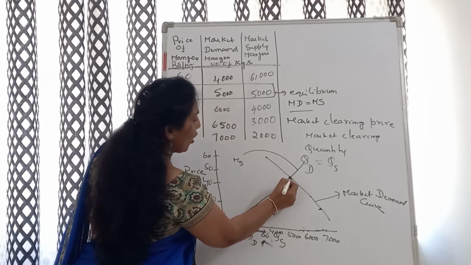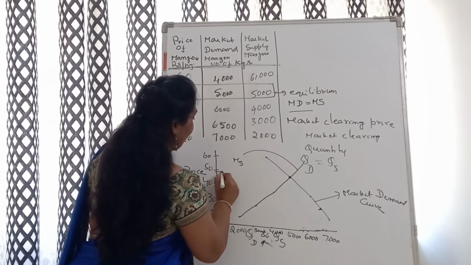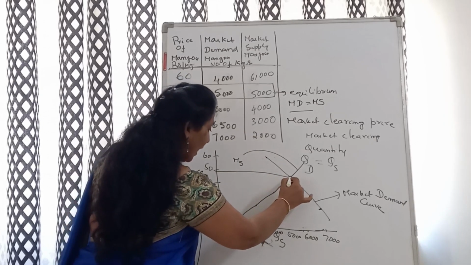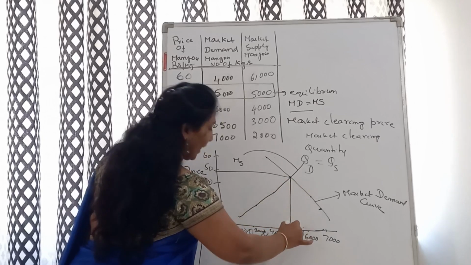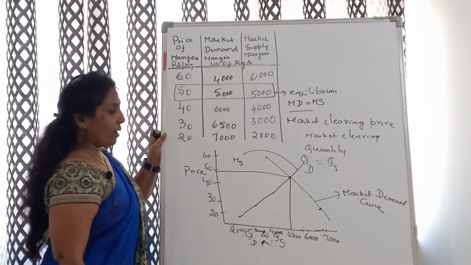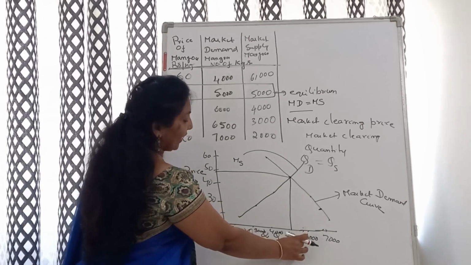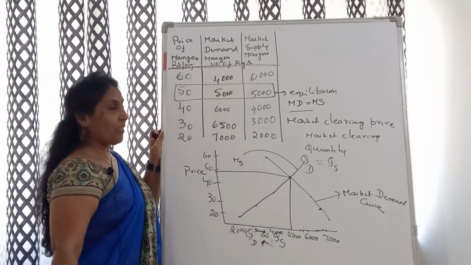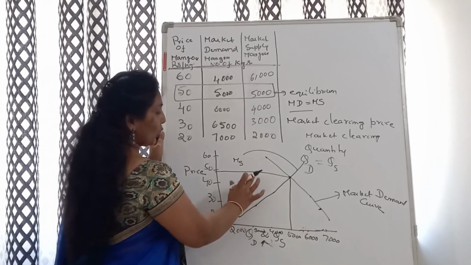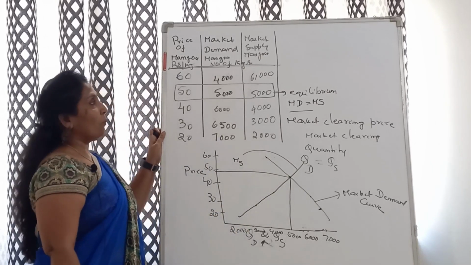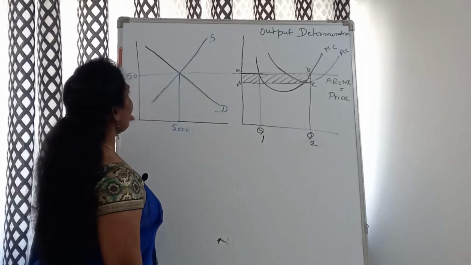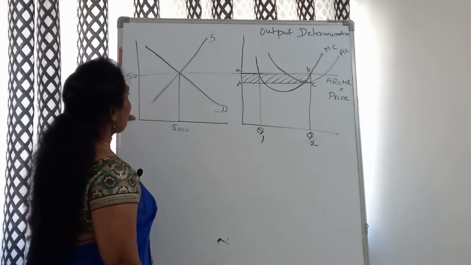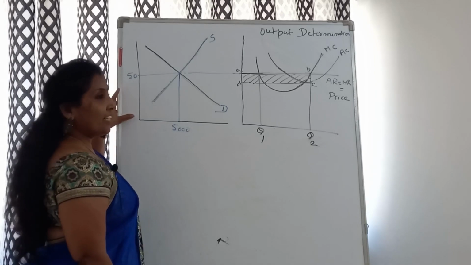Here at this point is the equilibrium point, where market demand is equal to market supply, and the quantity is 5000. The market demand is 5000 and market supply is also 5000, and the market is cleared at the rupees 50 price. So this is about the equilibrium price. In perfect competition, since an individual seller cannot decide the price, it is the market demand and market supply that decide the price.